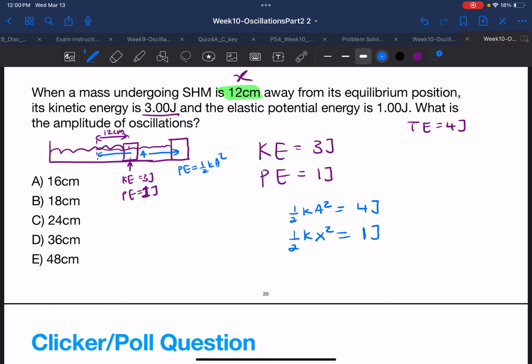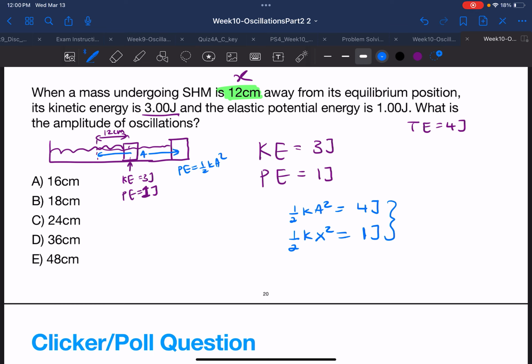Now here you have 2 equations and 2 unknowns. We don't necessarily know K, and we don't know the amplitude, but we know for what x this is equal to 1 joule. So we can go ahead and solve for A in this case. One quick way of solving these equations is to divide the 2 equations by each other.